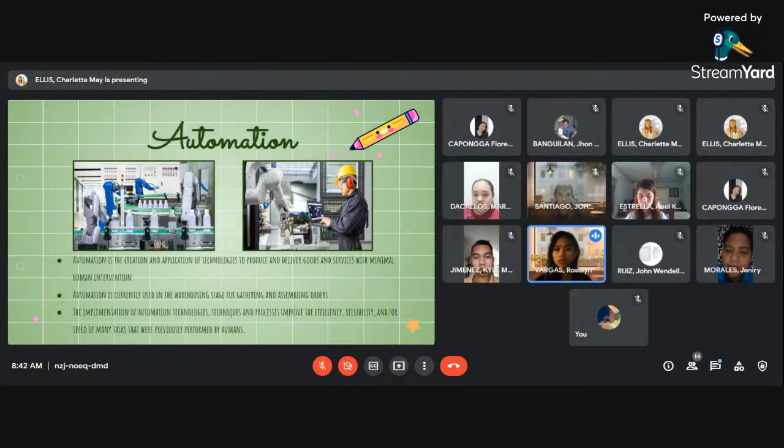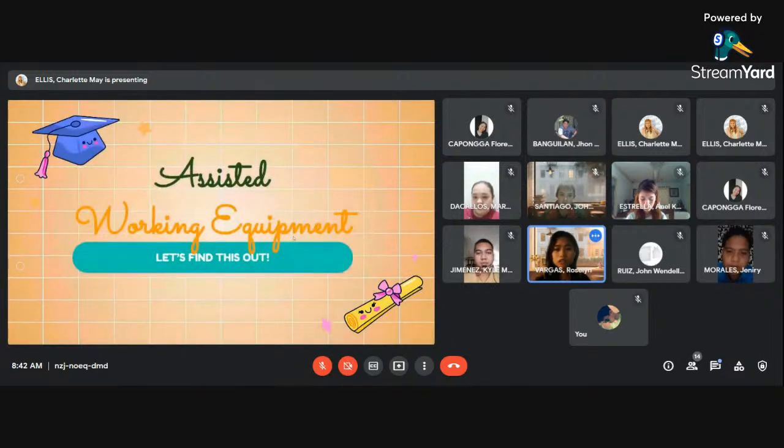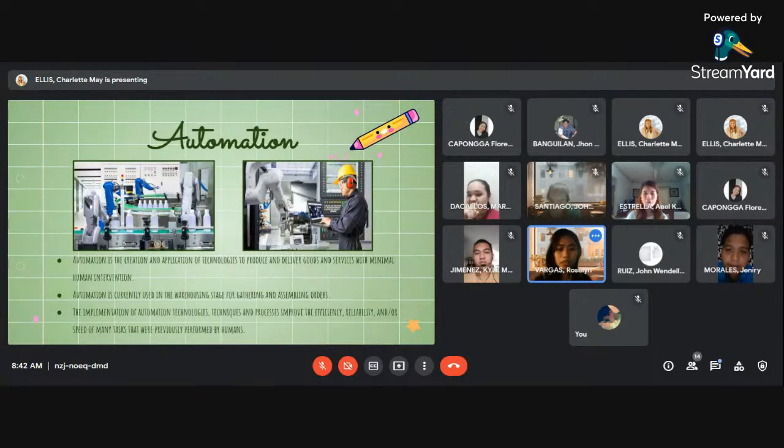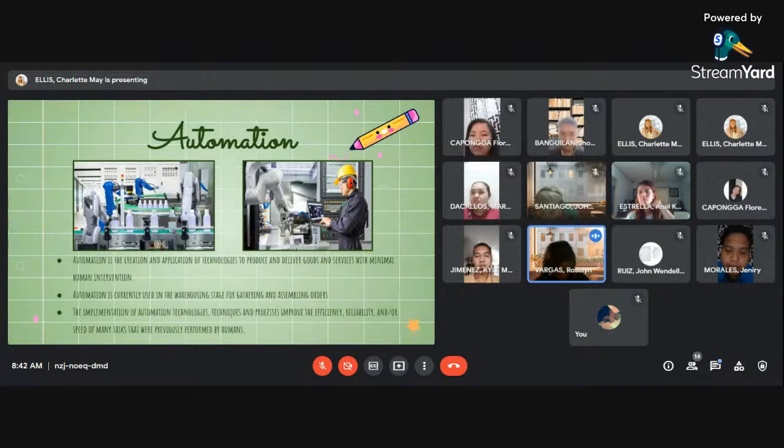When we say automation po, these are the technologies, systems, or equipment that are used para po yung human activities within a warehouse ay mas mabawasan. Through automation po, mas napapabilis yung process ng raw materials or products sa isang manufacturing warehouse and mas nababawasan din po yung human errors. Like for example po, itong first picture, yung may mga bottles. Yung ilalim po niyan, assisted working equipment na ginagamit para po yung bottles, nagalaw.